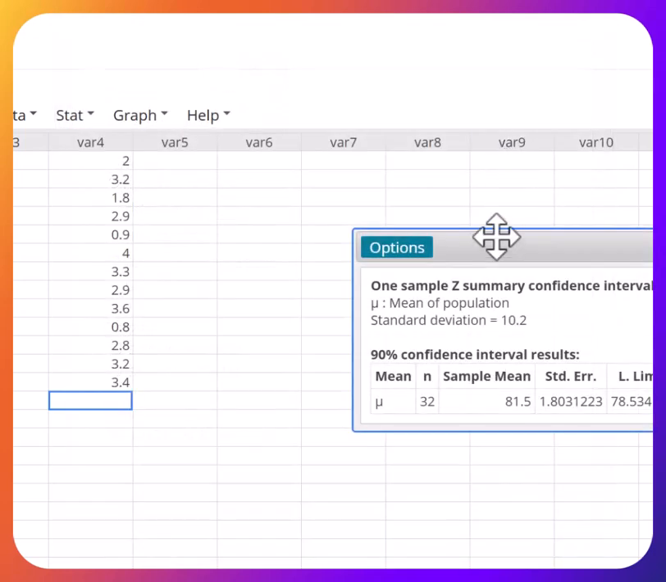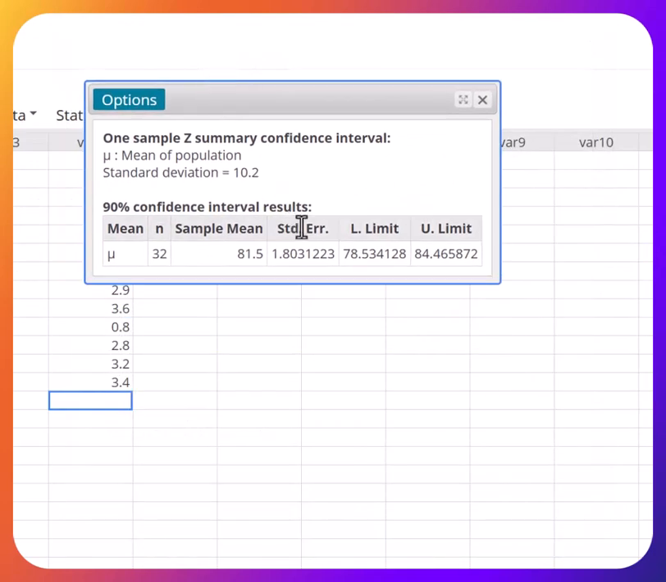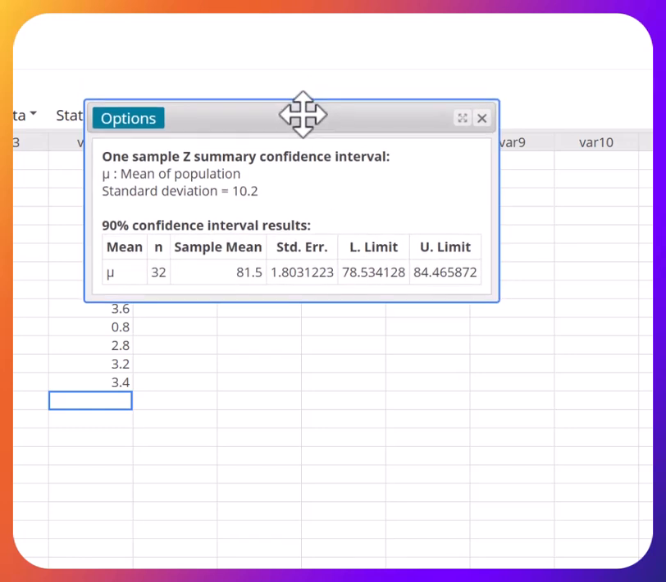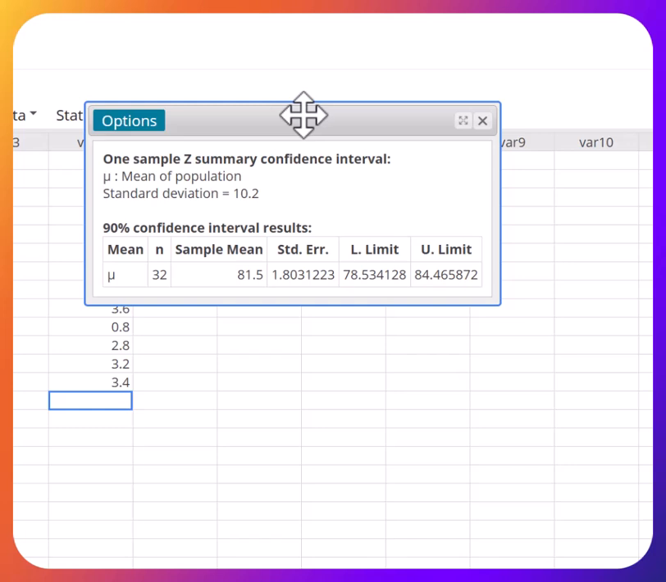Compute right here. And here's the lower limit, 78.5. And the upper limit is 84.5. So 78.5 to 84.5. Let's write it down.